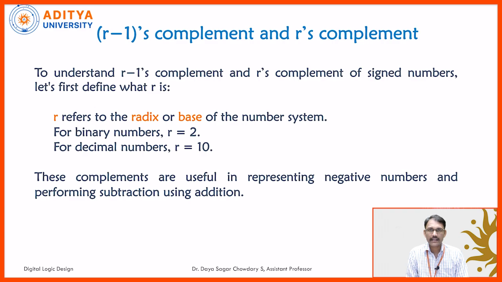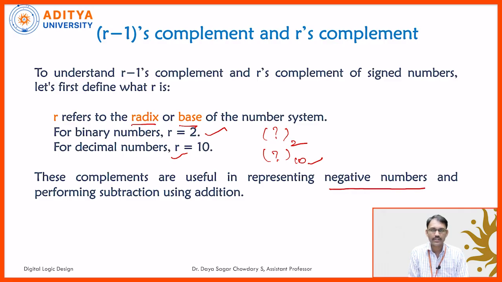For any number, we can calculate with the help of r minus 1's complement and r's complement. Here r represents the radix or base. For binary, r is equal to 2, base is 2. Most of the time we represent it like this. And for decimal, r is 10. So any number represented with base 2 is binary, and base 10 is decimal. Likewise we are calculating. Most of the time this complement system is useful for representing negative numbers.